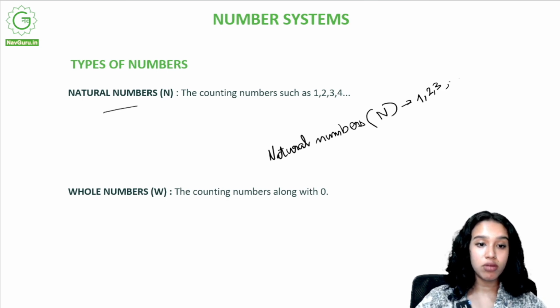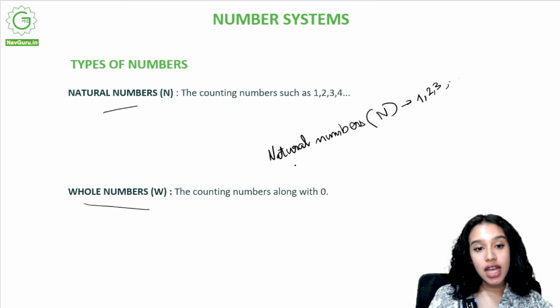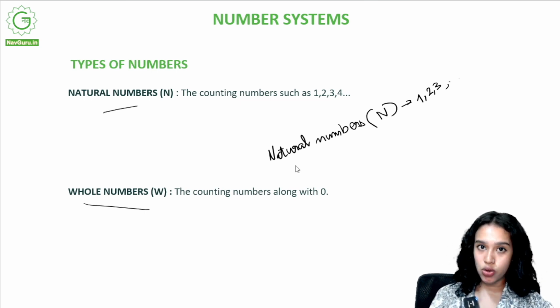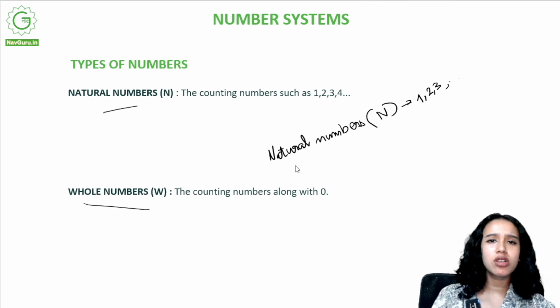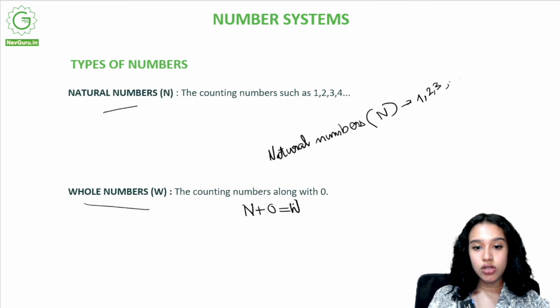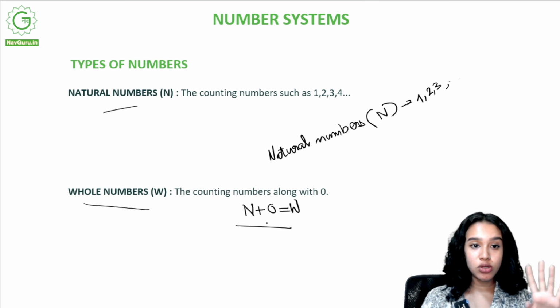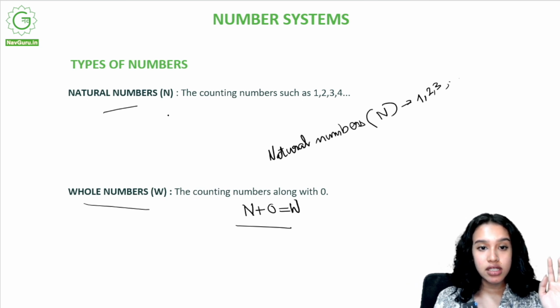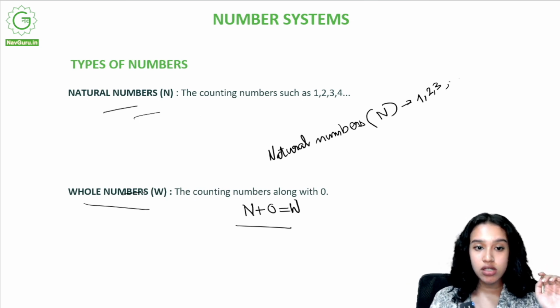And now let's talk about whole numbers. So what are whole numbers? The whole numbers, as the name suggests, are whole, which means we include 0 with the natural numbers. If I put natural numbers and 0 together, we will get whole numbers. So this is the basic thing about whole numbers. So we already know about two types of numbers. One is natural numbers and the second one is whole numbers.